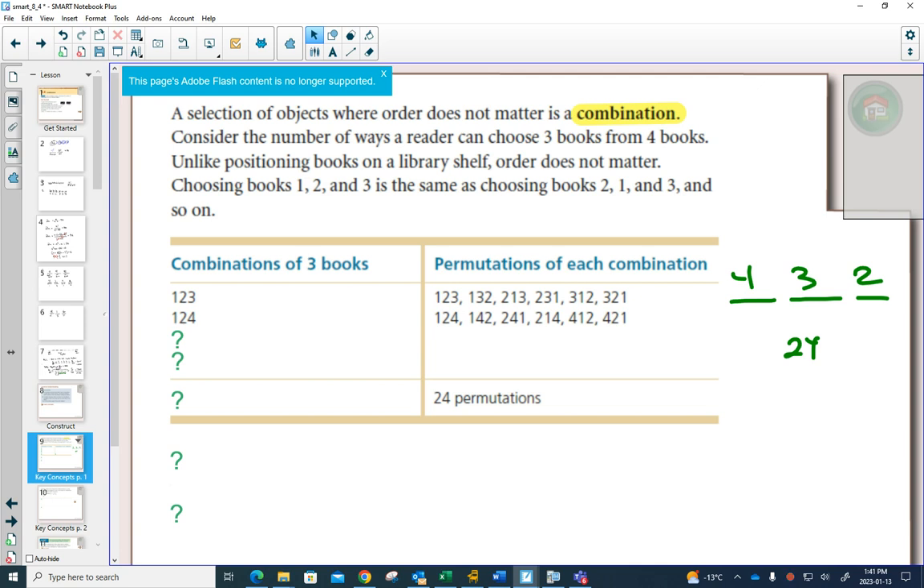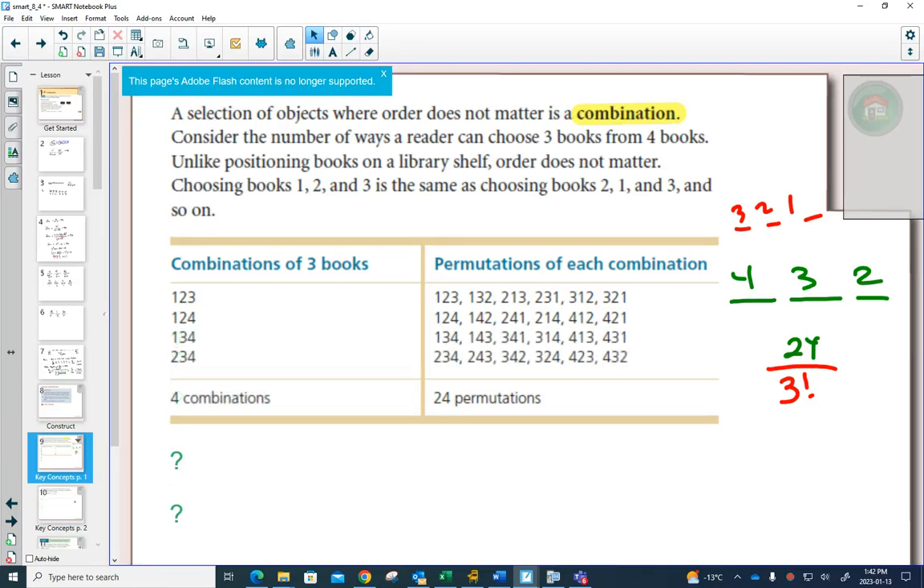But combinations doesn't have the order. So basically, a combination is a permutation where you divide out the order. How many ways can you order 3 things? You can order 3 things in 3 factorial ways, right? 3, 2, 1. So each of those would be identical objects that you have to divide out. We divide by 3 factorial, which is 6, and there would be only 4 combinations compared to 24 permutations.